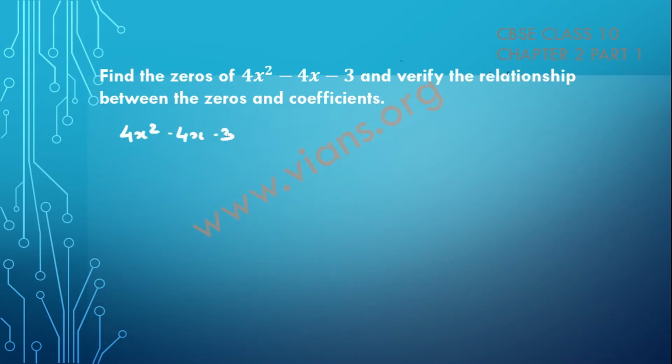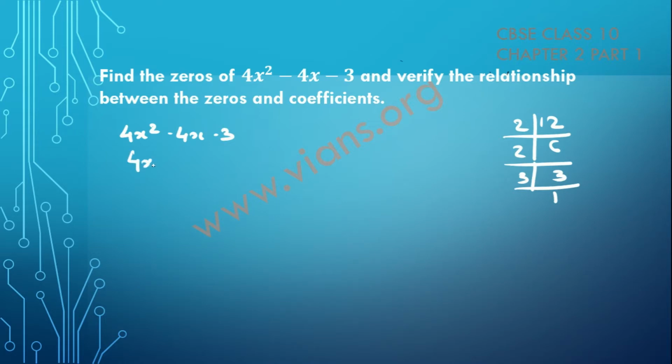Now 4 times 3 is 12. 12 has a few factors: 2 sixes are 12, 2 threes are 6, 3 ones are 3. You need to find two factors which when multiplied give you −12, so they can't be both positive or both negative. When subtracted, they give you −4, so the bigger number needs to be negative. The only way is 6 and 2: 6 minus 2 gives you 4.